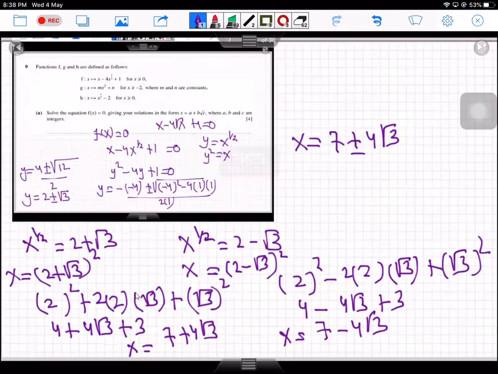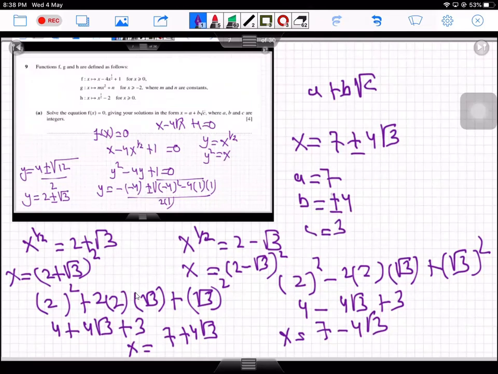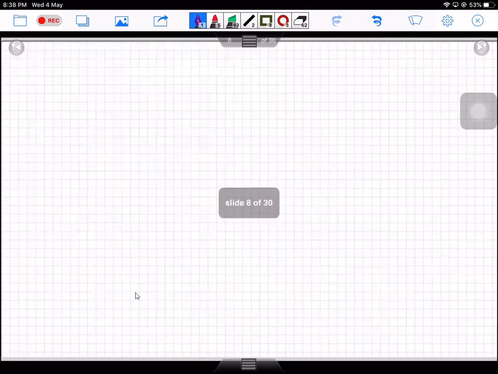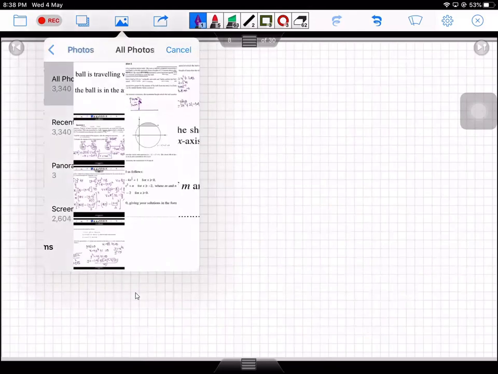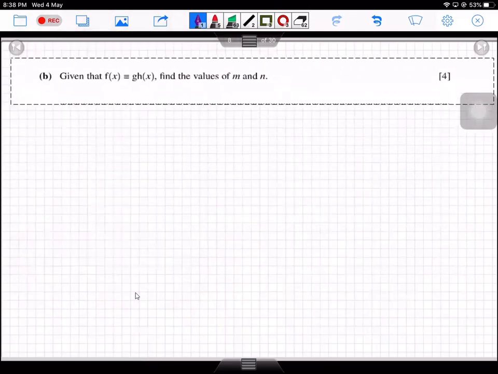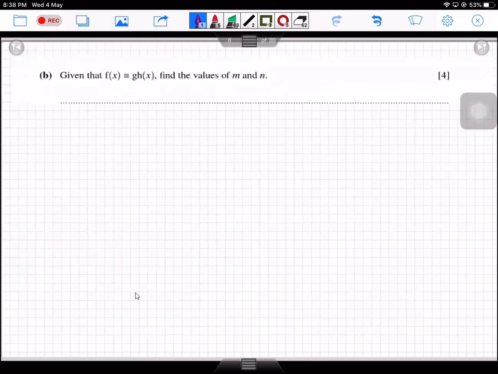And we need the answer in the form of a plus b root c. So the value of a is 7. There are two possible values for b. So b is equal to either 4 or -4, which you can mention like this, that b is equal to plus minus 4, and c is equal to 3. This is your final answer to question number 9, part A. Now let's move forward. Part B. Given that fx equals this composite function ghx, find the values of m and n.